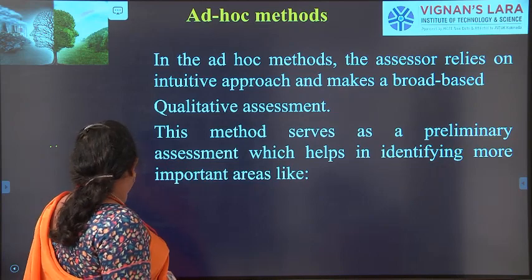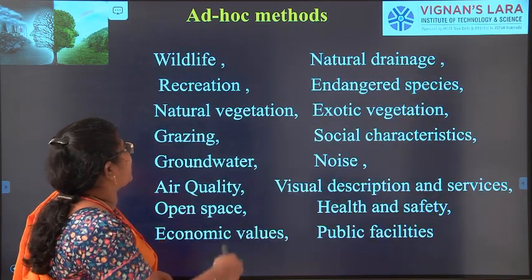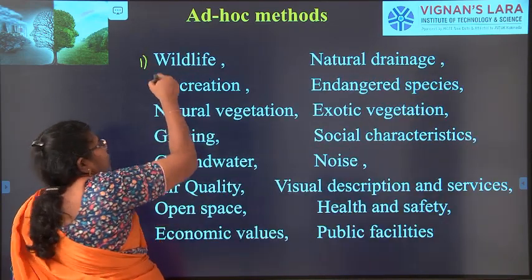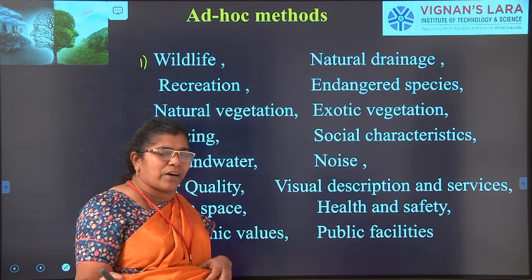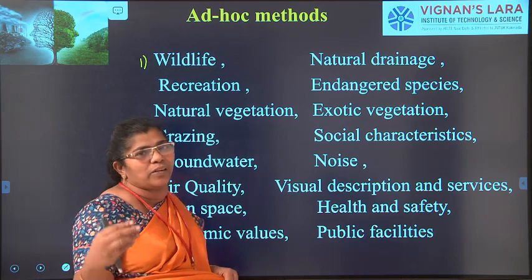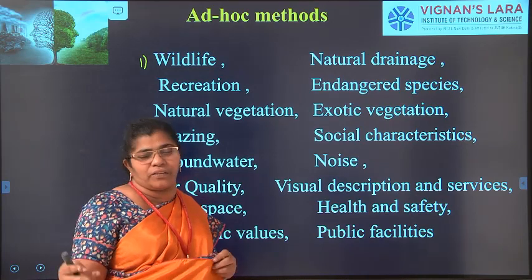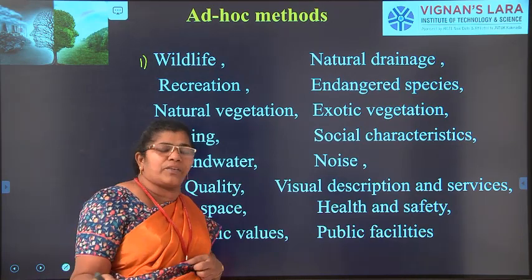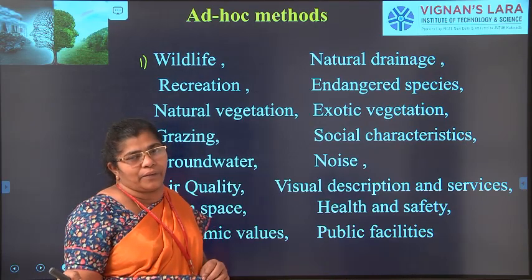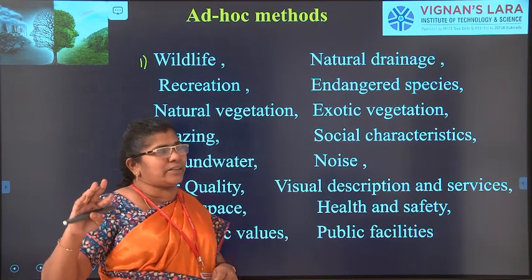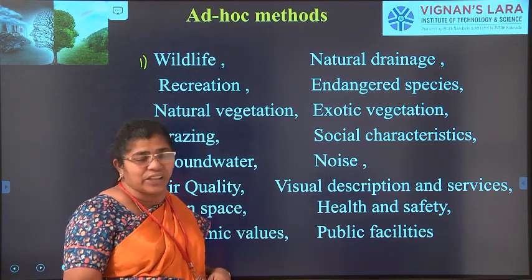So what are the things that they will consider? Number one, wildlife. What is wildlife? All animals living in the forest are wildlife. It will tell that the wildlife is affected. Not only the animals, but all the plants and everything in the wild, that is, in the forest areas, will be affected. They will give it in a general form.